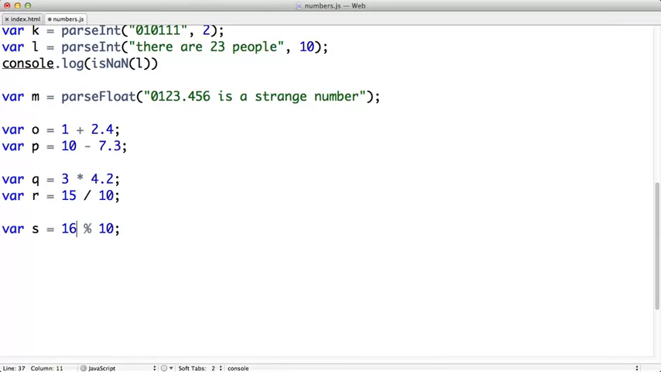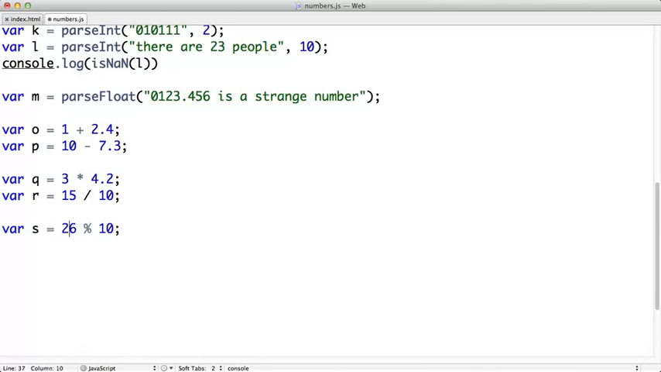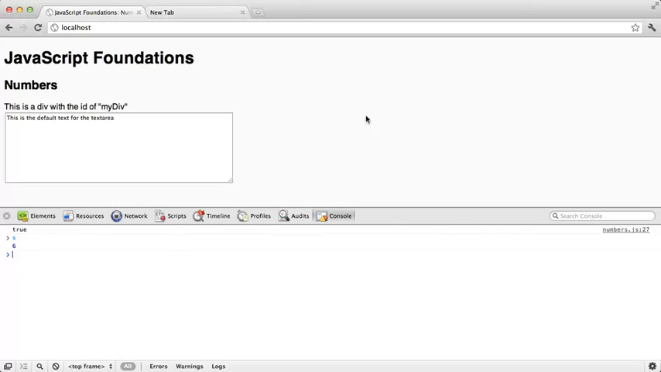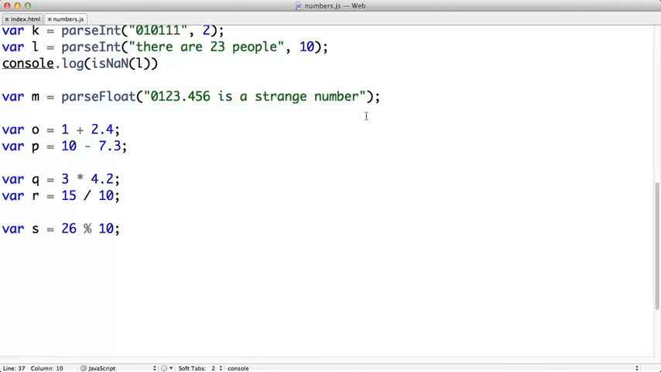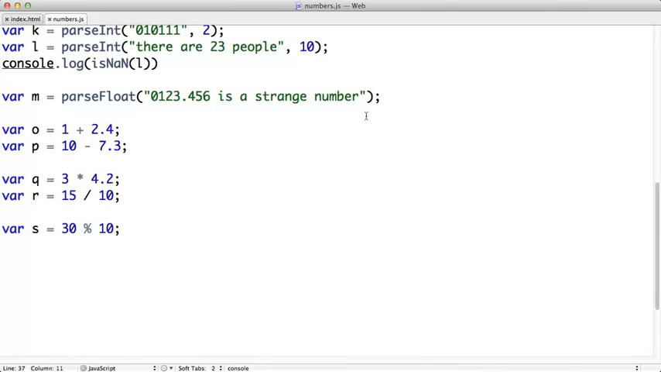Again, if we did 16 mod 10, and take a look at s, we get 6. 26 mod 10 would also be 6, because 26 goes into 10 2 times, with a remainder of 6. And if we had the number 30, because 10 goes into 30 3 times with no remainder, the modulo answer of s would be 0. Now a little bit later on we'll see some practical applications of this operator, but it's important to know that you can use it to get the remainder of a division operation.